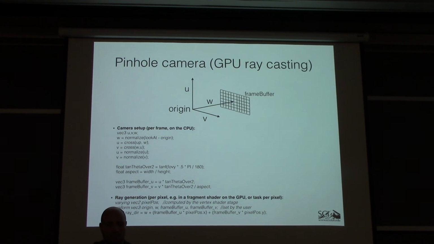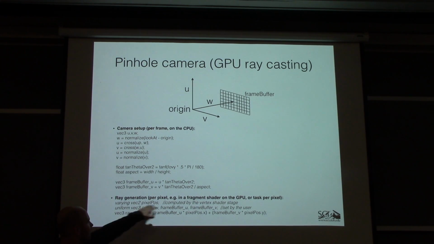And this is how you set up a pinhole camera in a raycaster. This is actually more or less the same code on GPU or CPU. Not quite sure why I said GPU. Oh yeah, it's because of this component. This is how you would actually get it into the fragment shader.